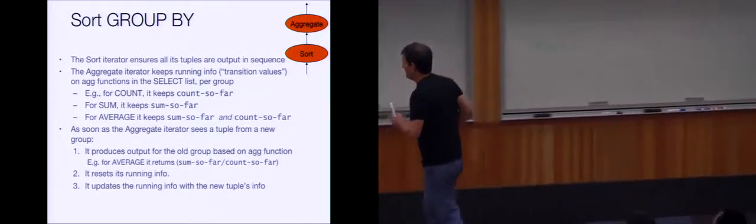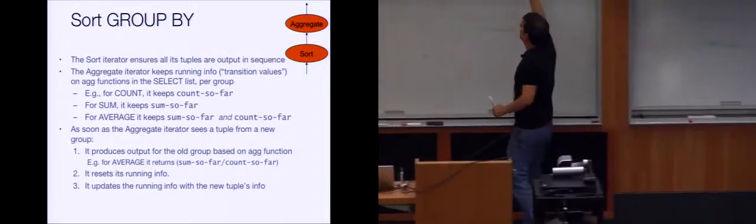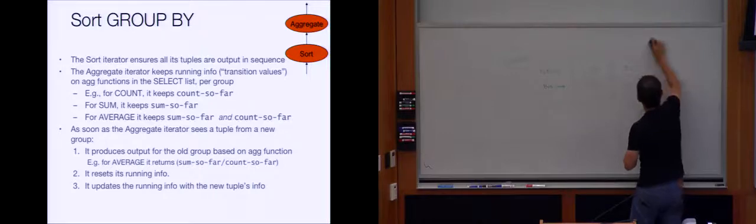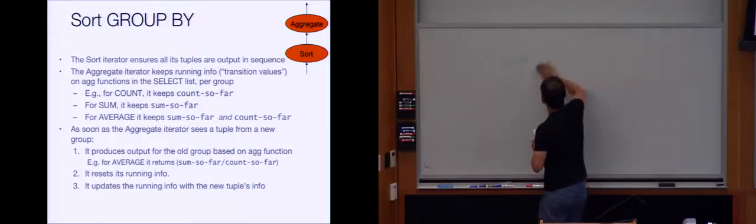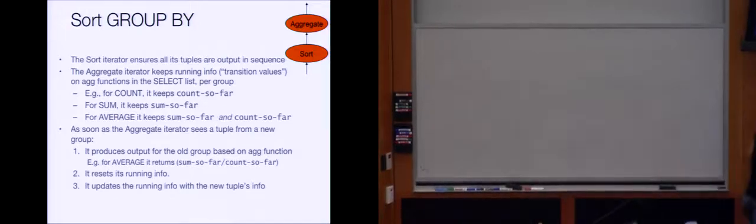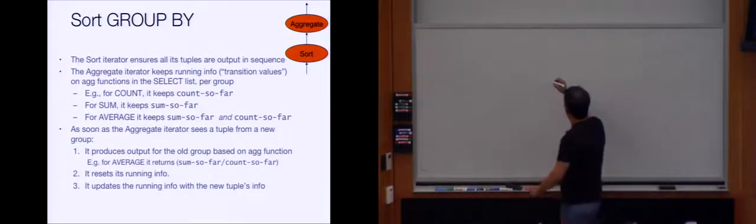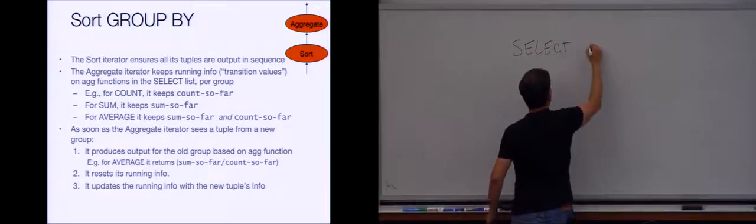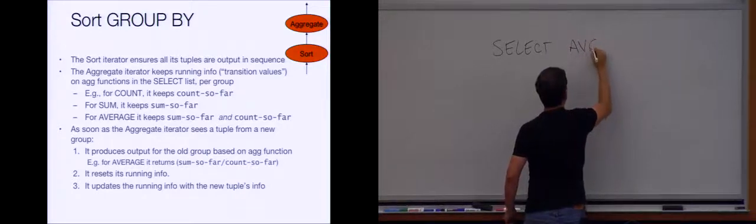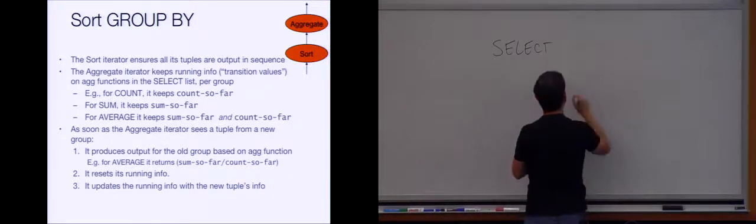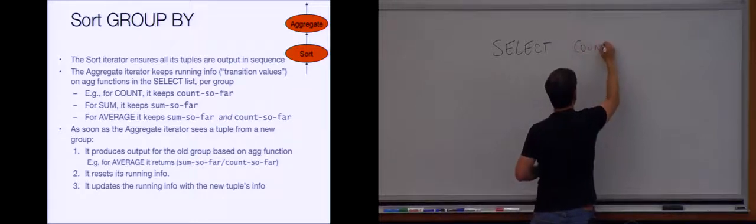So let's do a specific query. Let's make this concrete. Black is always a good color. Oh, let's not do average first. It's just one tiny bit more complicated. Let's do count.